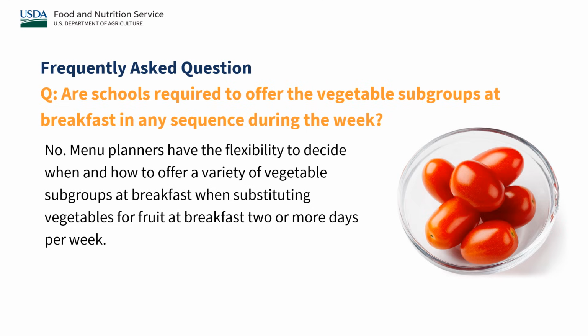For example, a school can offer hash brown potatoes, which is a starchy vegetable, at breakfast on Monday, provided the school offers a different vegetable subgroup that week, such as carrots, which is a red-orange vegetable, on a different day of the week.